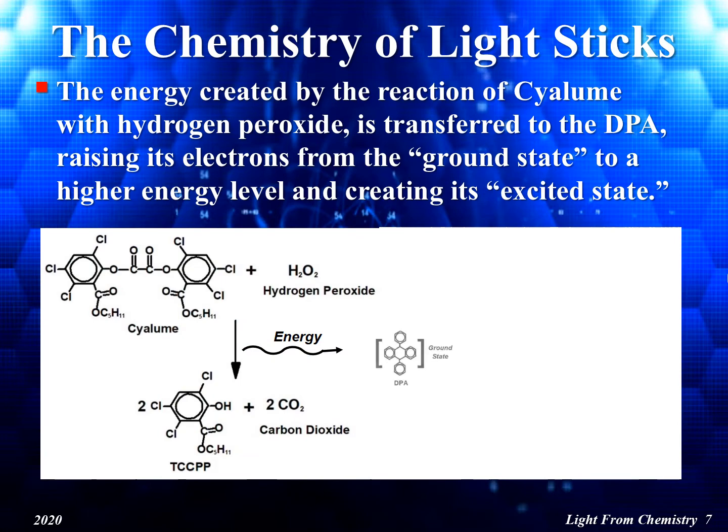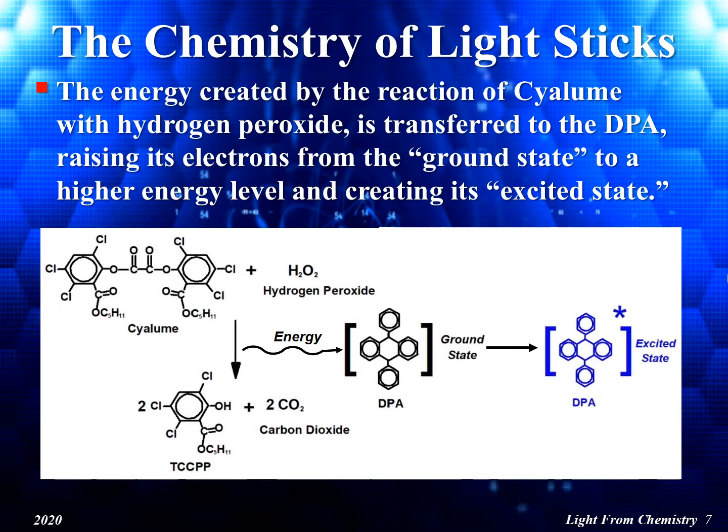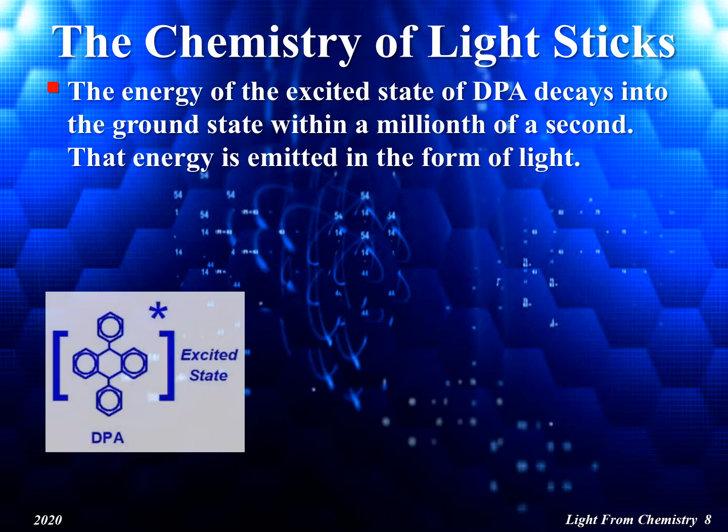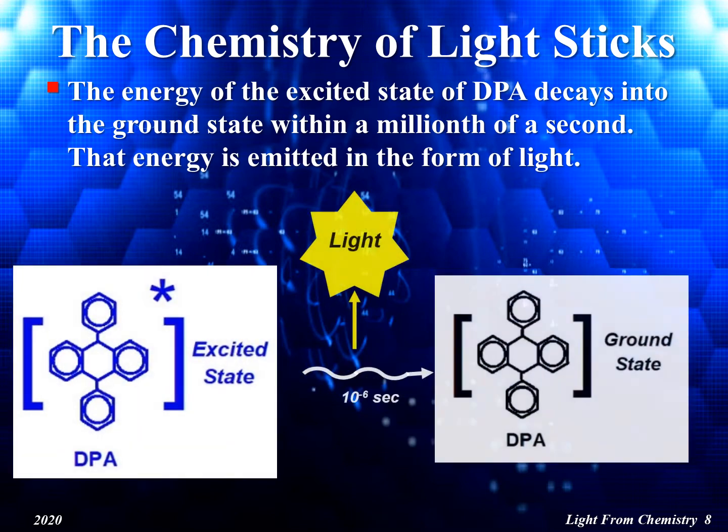The energy created by the reaction of psyllium with hydrogen peroxide is transferred to the DPA, raising its electrons from the ground state to a higher energy level and creating its excited state, as shown in the diagram. In the diagram, the excited state of the DPA molecule is shown in blue with an asterisk. The energy of the excited state of DPA decays back to the ground state within a millionth of a second, as shown in the diagram. That energy is released and emitted in the form of light.